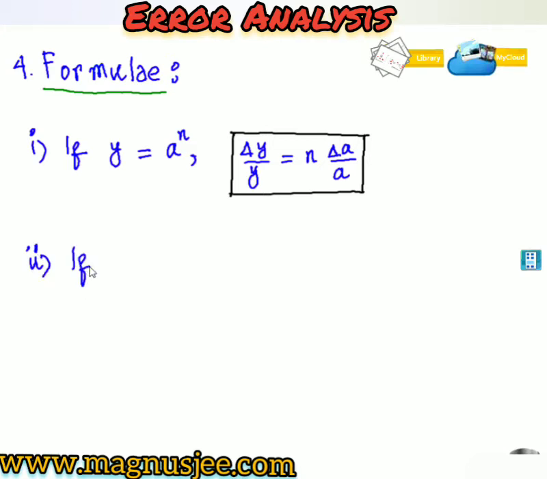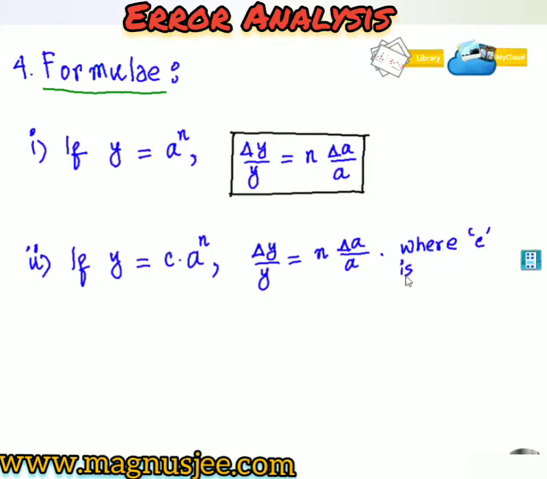Number 2, if y equal c dot a to the power n, delta y by y equal n delta a by a. Here the term c, where c is constant, will be removed from the expression of relative error delta y by y. There will be no c in the expression of delta y by y. Delta y by y equal n times of delta a by a. Power of a into relative error in the measurement of a is equal to the relative error in the measurement of y.